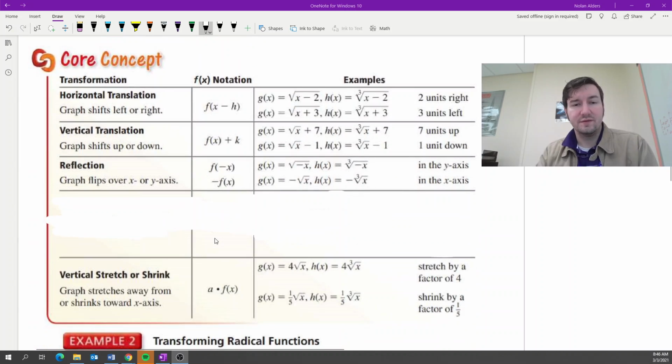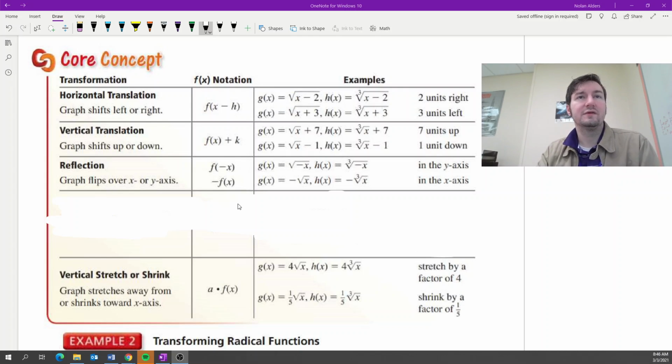The next thing is transformations. I'm just going to go ahead and put the list of all transformations up here on the screen, so if you want to refer back to this while you're solving problems, here you go. So remember, we got horizontal translations, that's side to side movement. Vertical translations, that's your movement up and down.